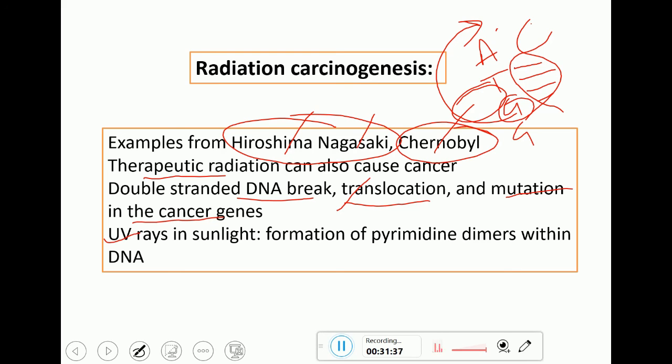UV rays in sunlight can interfere with the DNA by forming pyrimidine dimers within the DNA. We all know that DNA is composed of two types of bases, purine and pyrimidine. The UV rays from sunlight can initiate the binding of pyrimidine dimers, due to which the whole structure of DNA will change, leading to a particular mutation. Due to that mutation, cancer can develop in an individual. The most prevalent cancer caused by UV rays is skin cancer.